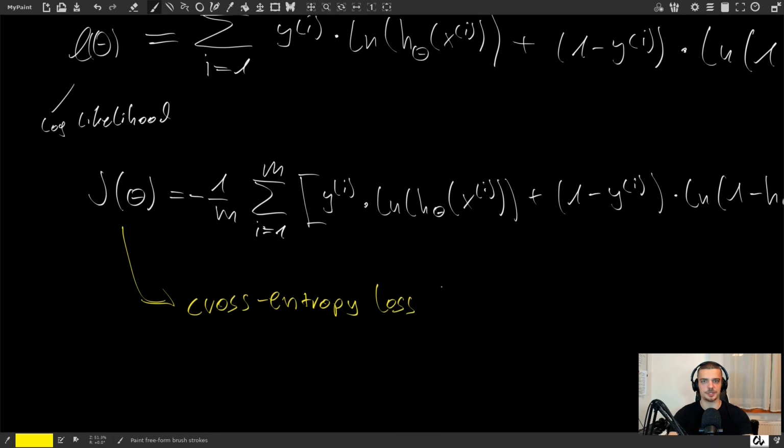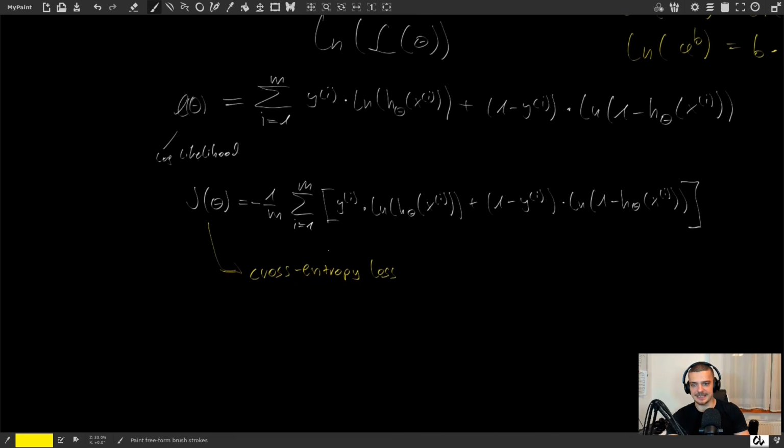Oftentimes we choose a loss function. We say cross entropy loss. This is exactly what it is. It's the negative average log likelihood. So this is just another way of saying that. This is the cross entropy loss, and this is now what we want to minimize. This is the loss function that we want to minimize. This is what we're going to use to perform gradient descent and to find the correct parameters.